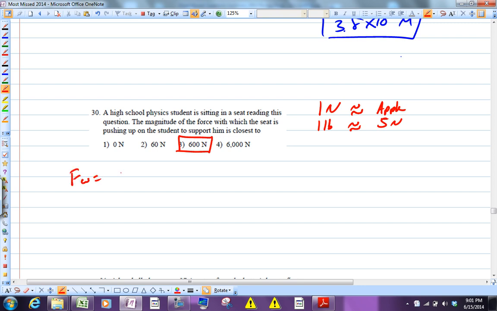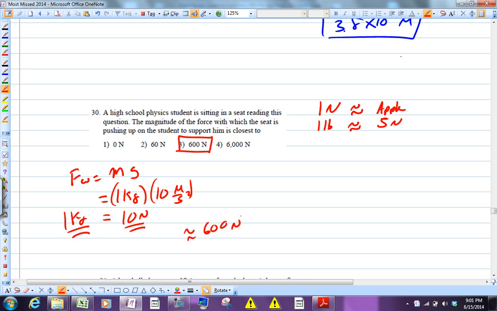If you don't remember that, weight force equals mg, right? 1 kilogram. Now permit me to use 10 instead of 9.81 meters per second squared. That gives you 10 newtons. So 1 kilogram is about 10 newtons. Well, how much is a typical student? A typical student is maybe 60 kilograms. 60 kilograms times 10 newtons gives you 600 newtons.